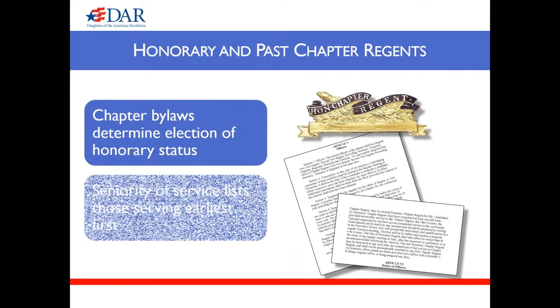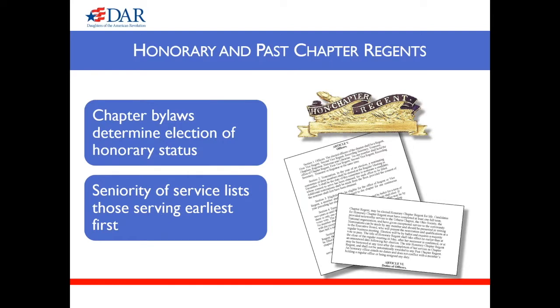Chapter bylaws determine the election of retiring chapter regent as honorary chapter regent. Otherwise, all who have served as chapter regent are listed by seniority of service, with the one who served earliest being listed first, followed by those who followed in order of the years served. Regardless of honorary chapter regent or past chapter regent, the order is still by seniority of service.